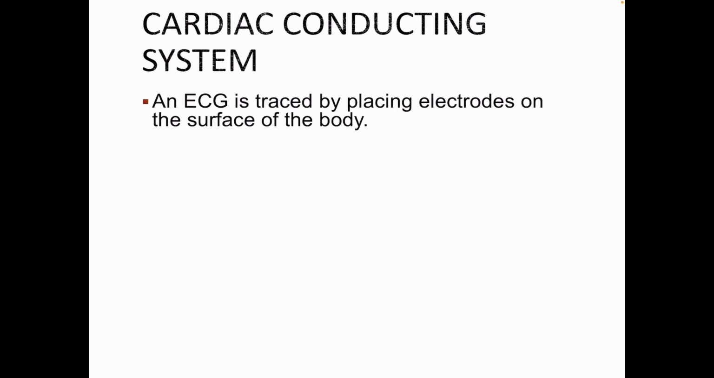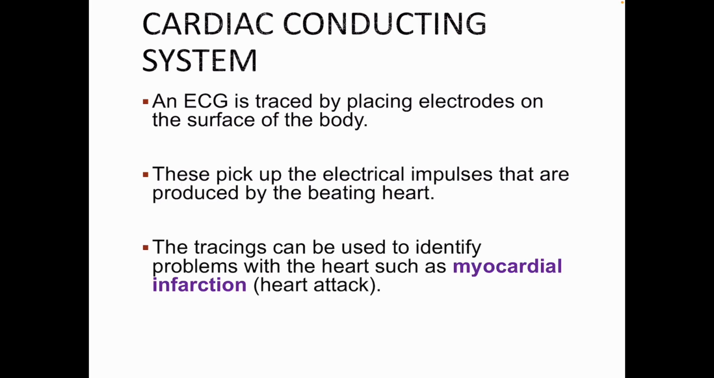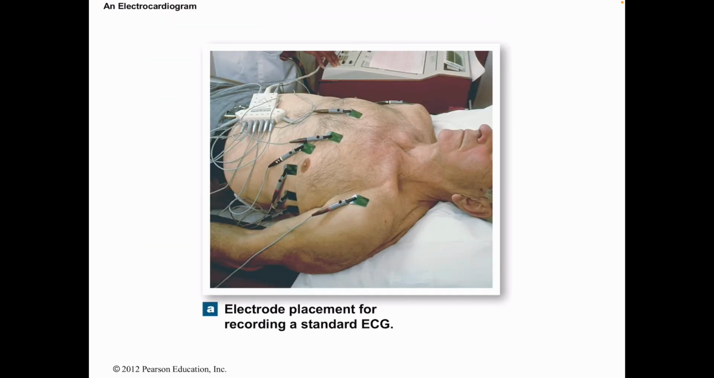So an ECG is generated by placing electrodes on the surface of the body. These pick up the electrical impulses that are produced by the heart, and the tracings can be used to identify problems such as a heart attack or myocardial infarction. So this picture shows where the electrodes would be placed for a standard ECG. There are 12 of them. It's referred to as a 12 lead. Now, you might have heard it if you like to watch medical programmes like Casualty or Grey's Anatomy.